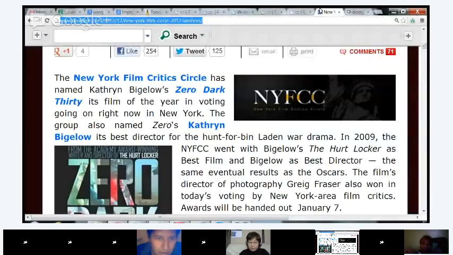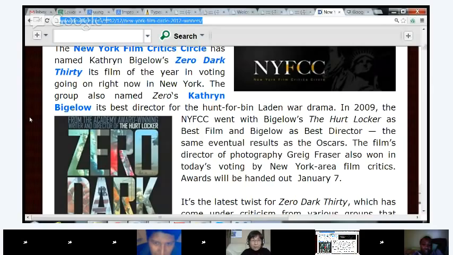The New York Film Critics Circle has named Kathryn Bigelow's Zero Dark Thirty its film of the year in voting going on right now in New York. The group also named Bigelow best director for The Hunt for Bin Laden war drama. In 2009, the New York Film Critics Circle went with Bigelow's The Hurt Locker as best film and Bigelow as best director, the same eventual results as the Oscars. The film's director of photography, Greig Fraser, also won in today's voting by New York area film critics. Awards will be handed out January 7th.